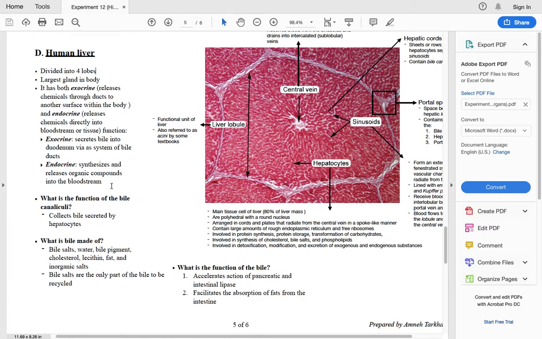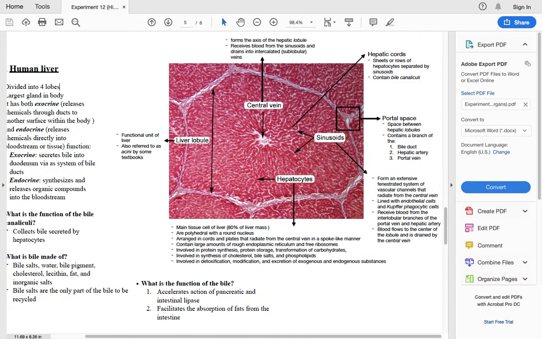So this is why we say that the liver has both exocrine, it secretes through ducts, and endocrine, releases directly into the bloodstream, function. What is the function of the bile canaliculi? The function of the bile canaliculi is to collect the bile secreted by hepatocytes.